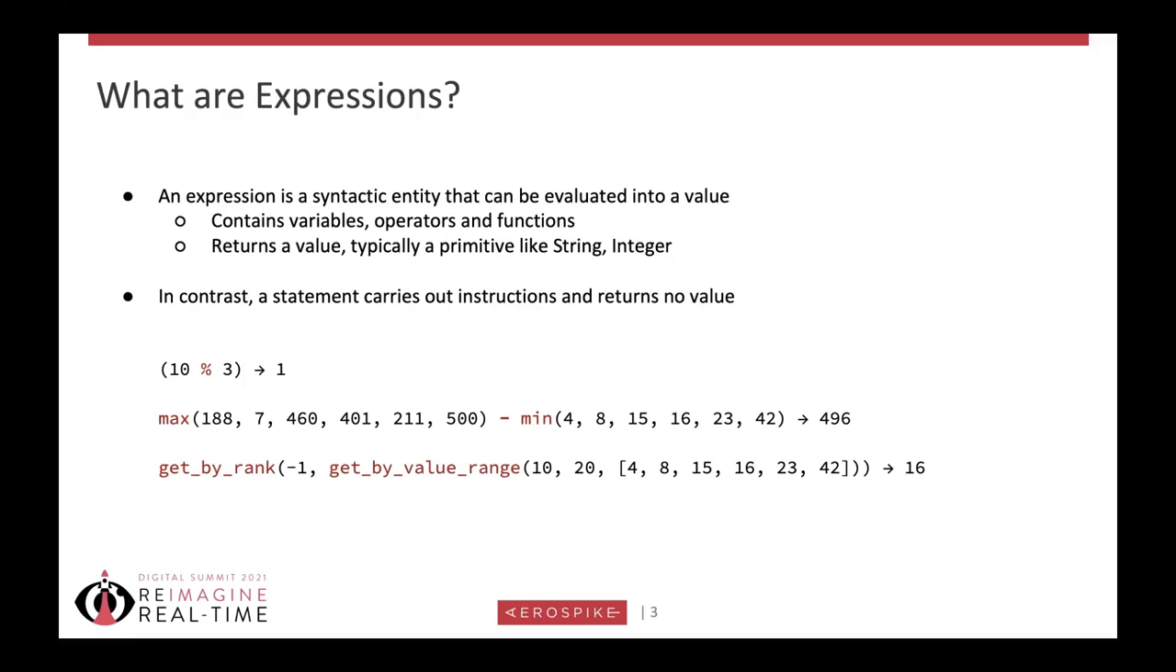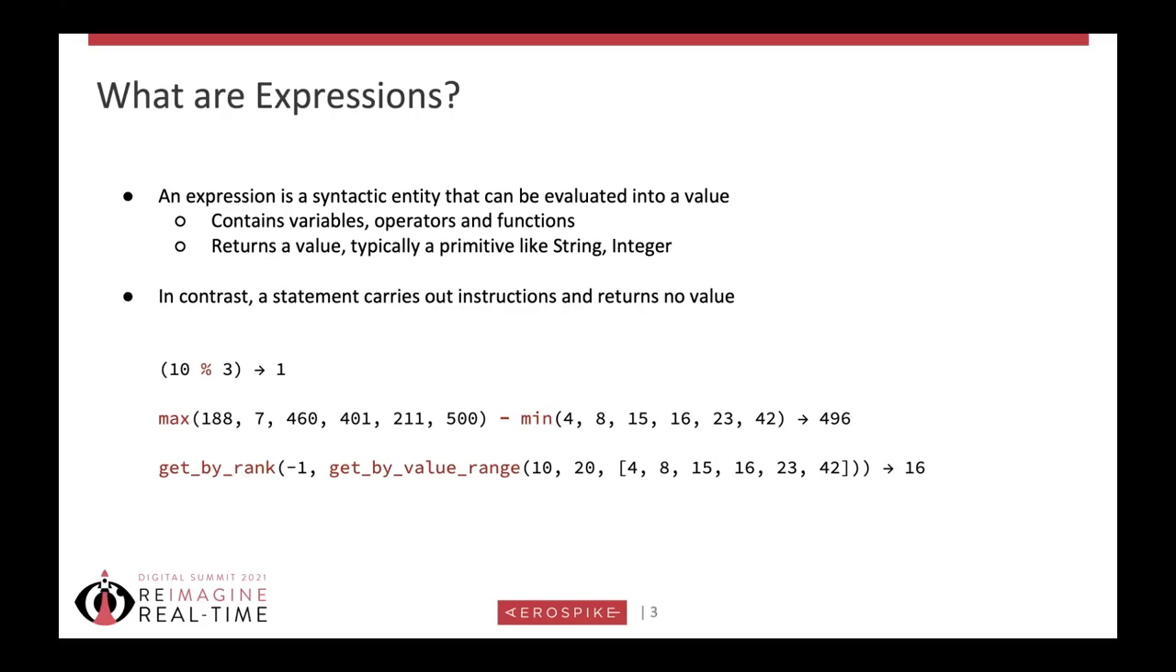So here's a quick example of expressions. We have 10 modulo 3, which evaluates to 1. The next one has two sub-expressions. One of them is max, and we have a list of arguments, and out of them, it evaluates to 500. And then on the right-hand side, the minimum of a list of arguments, and that evaluates to 4, and then we have 500 minus 4, which evaluates to 496.